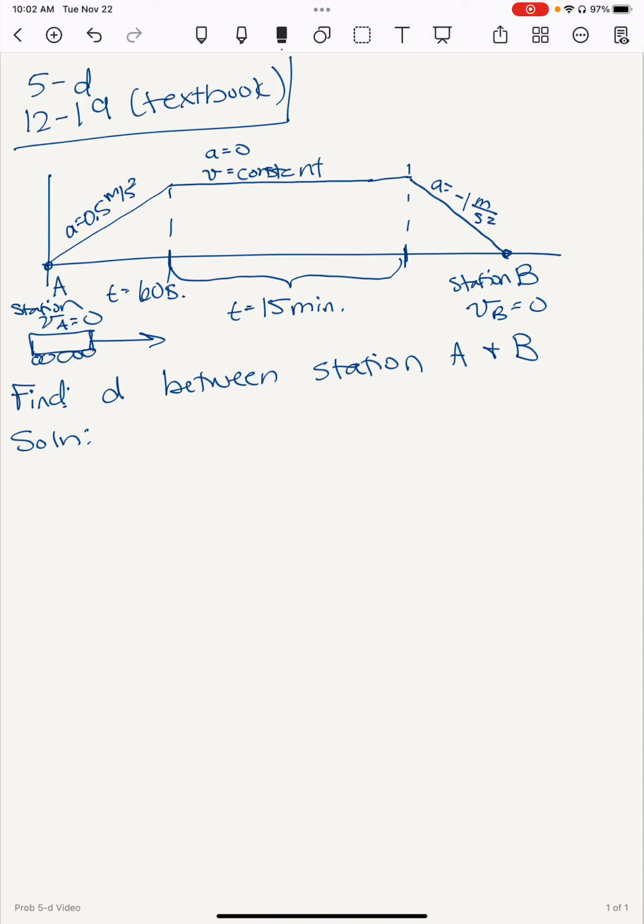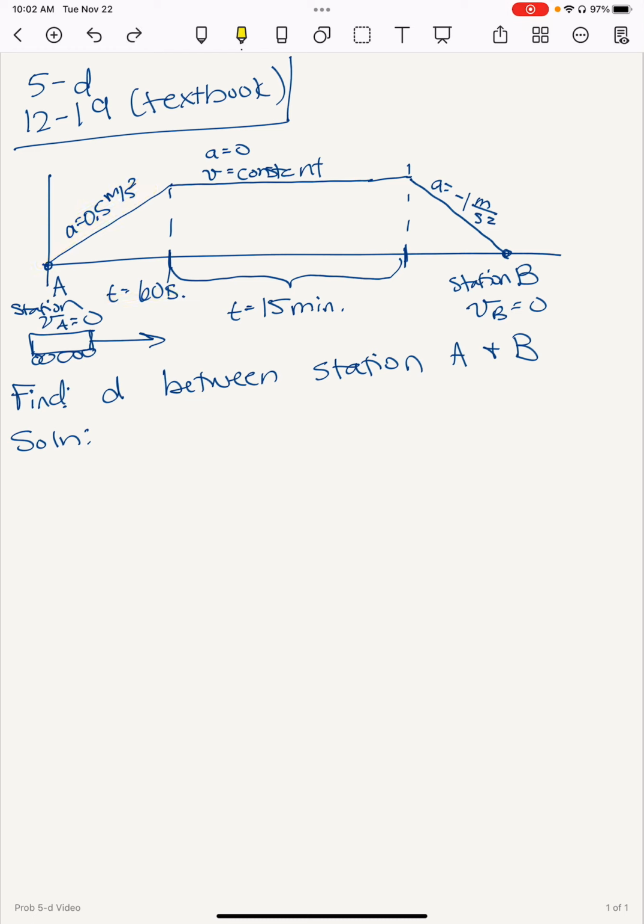This is problem 5D from the PowerPoint, or 12.19 from your textbook. Basically, we have a train that starts from rest at station A and accelerates at 0.5 meters per second squared for 60 seconds. And I just drew this figure. So that's just this first bit here. So for 60 seconds, the acceleration is 0.5 meters per second squared.